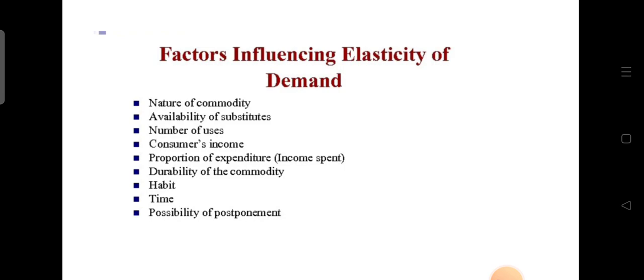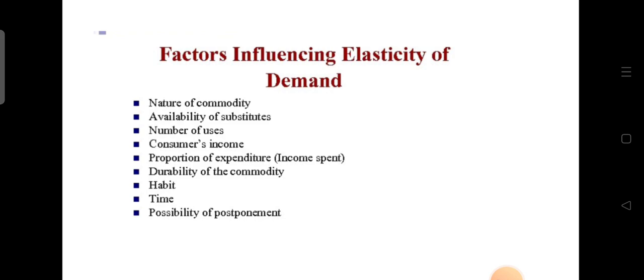Next, urgency of the needs. Goods that are urgently needed will have relatively inelastic demand, for example medicines. Luxury goods that are less urgent have relatively elastic demand. Next, habits. Habits make the demand for certain goods relatively inelastic, like addictive goods such as drugs, alcohol and so on. Then income of the consumers. Demand for goods is usually inelastic if the consumer has a high income.